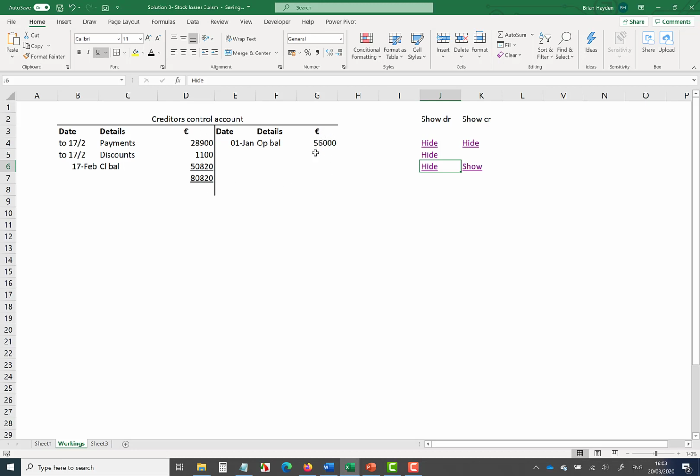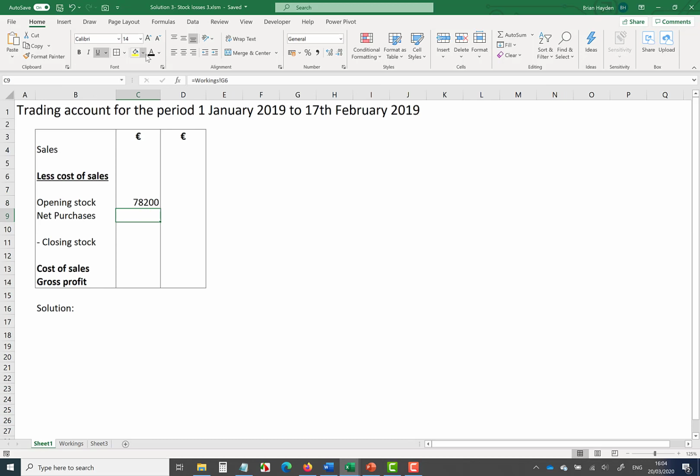Now we're obviously short an amount on this side. We've only got 56,000 here. So the difference between 80,820 and 56,000 must represent extra liabilities, must be purchases. So my purchases in the period, the value is 24,820, and that's going to go into my trading account. So I'm going to switch back to my trading account. 24,820 is the value of purchases. Okay, so that gives us a total there of 103,020.